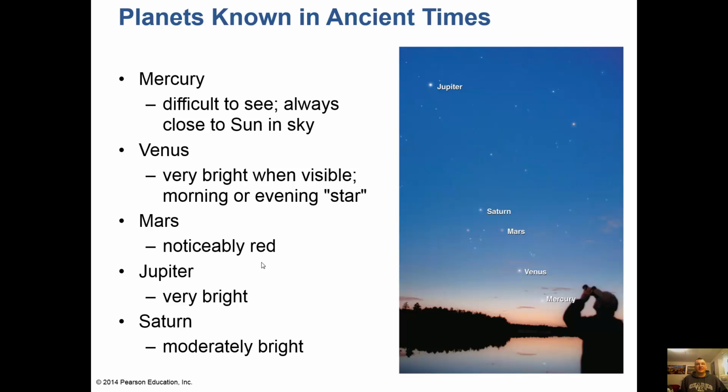Mars is red because of the iron on its surface. Jupiter is very bright because of also the thick atmosphere it has, and it is so huge. It's our biggest planet. And then Saturn is moderately bright. It's almost as big as Jupiter, but twice as far away.